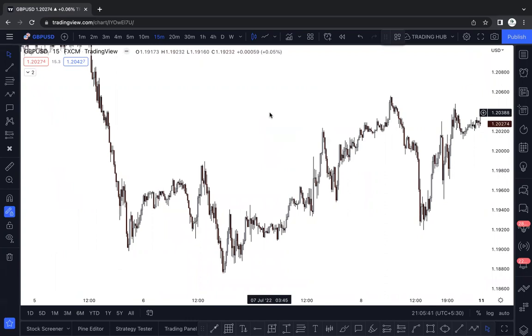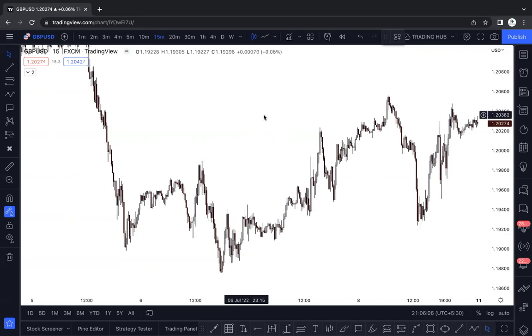I think a lot of people are lost on the internal structure between the major structure, so they mark it up wrong. The internal, the little small pullbacks. I think sometimes it gets confusing to see if it's really a pullback, if the internal structure actually took out the previous candle for it to be a pullback for the minor structure. So I think a lot of people are having a little difficulty with that.